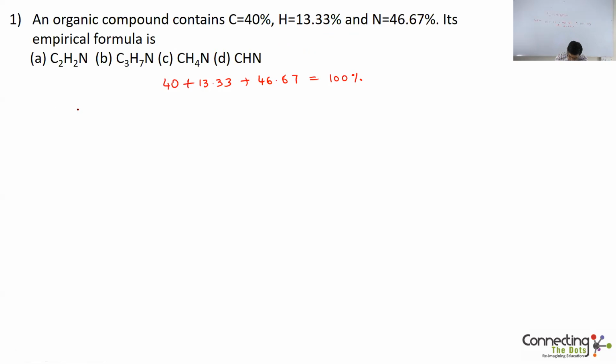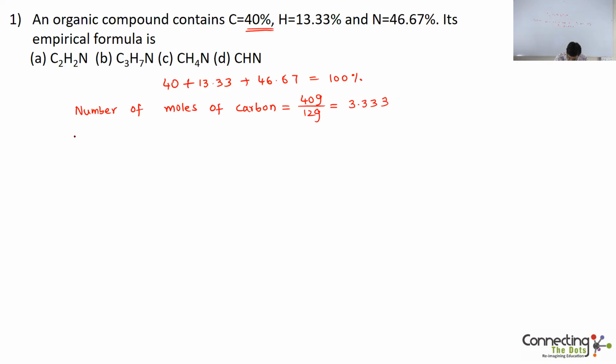First step is number of moles of carbon. If you say 40%, it is nothing but 40 grams out of total 100. Number of moles is nothing but mass by molar mass. So 40 is the mass present in the sample divided by the molar mass of carbon, which is 12. So number of moles will be 40 by 12. If you calculate 40 by 12, it's coming to 3.33 and so on.